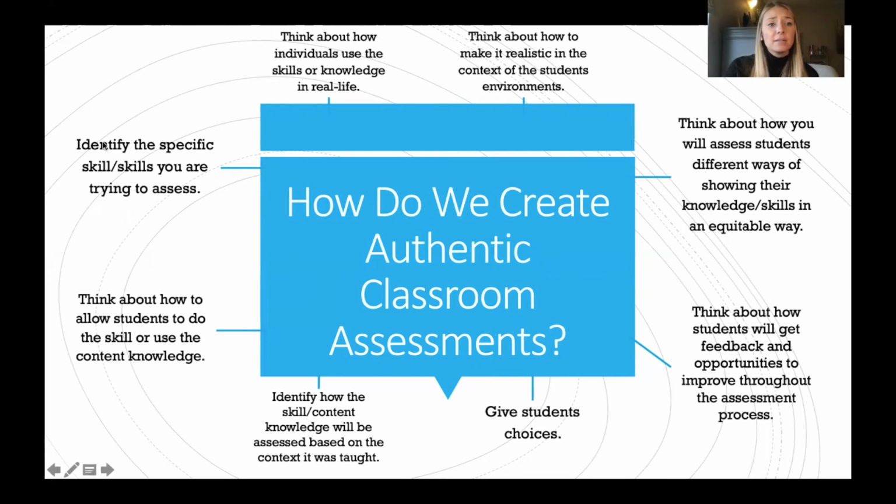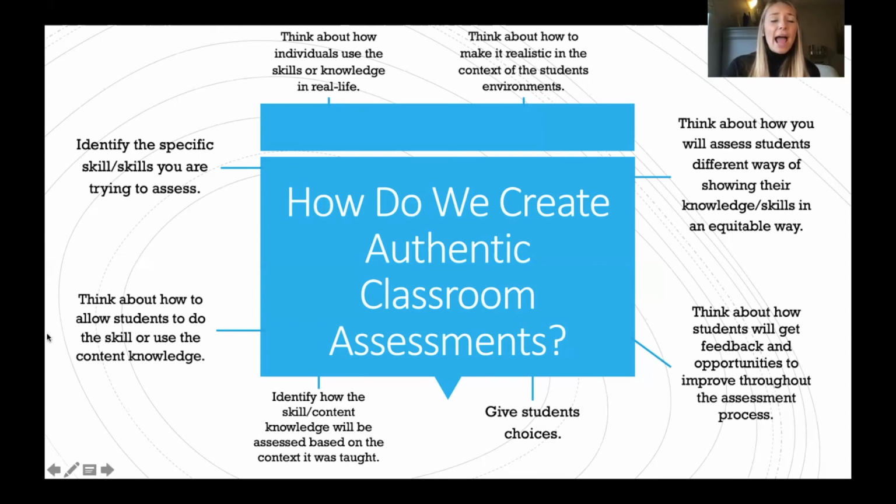We're going to start over here. Identify the specific skill or skills that you are trying to assess. Really get to the root of what you are trying to teach. Are you trying to assess the skill of measuring something? Are you trying to assess the skill of counting, patterning? Are you trying to assess if students know what happened in the Civil War? Define and identify the specific skill that you are trying to assess. It's going to help you narrow down what you're going to be doing.